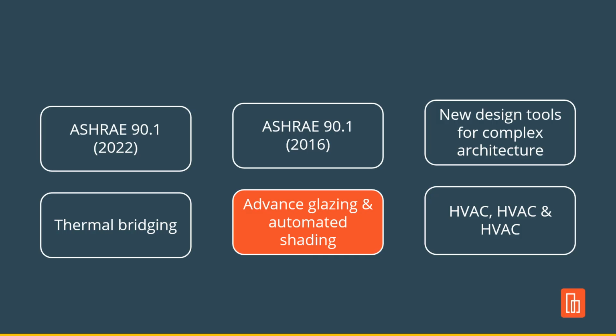And then some other things that we just haven't quite got to: automated shading, advanced glazing, just being able to pull together those NFRC 100 systems based on ISO 15099. And we've got parts of that already, but we're going to fill that process out a wee bit more. And the final thing there is HVAC, and more HVAC.